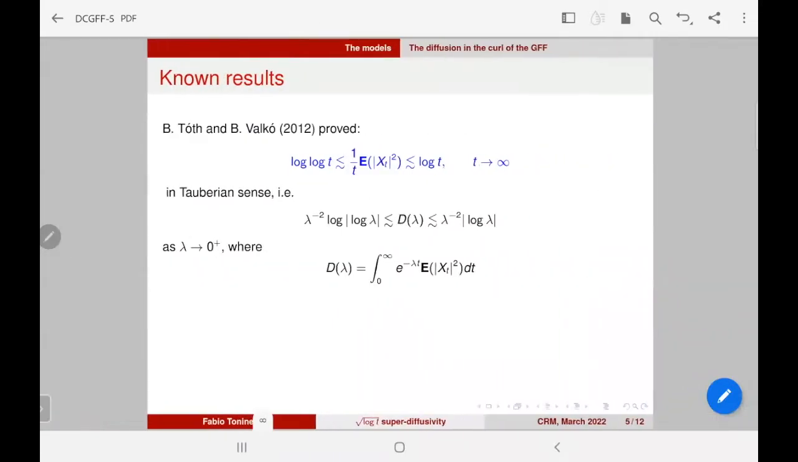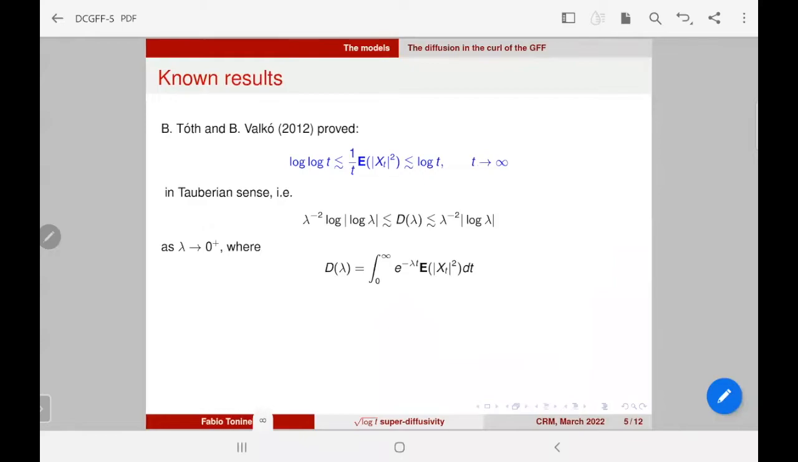So what did they prove? They proved a result which is much weaker than the conjecture, but it's already quite interesting because it shows the superdiffusivity. They have a lower bound on the mean square displacement divided by t of order log t. It's quite slow, but still diverges with t. And then they also had an upper bound of order log t. Remember, the conjecture is square root log t.